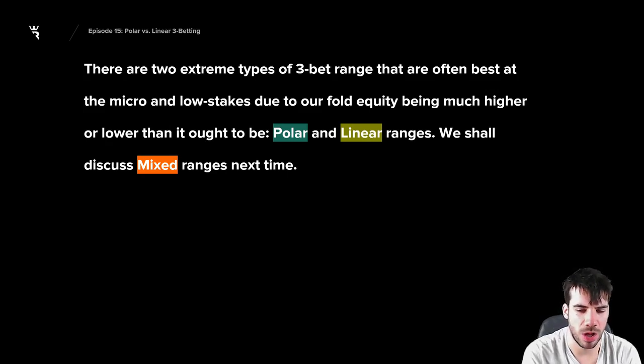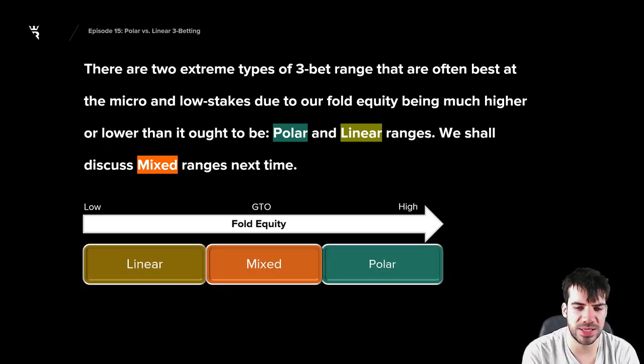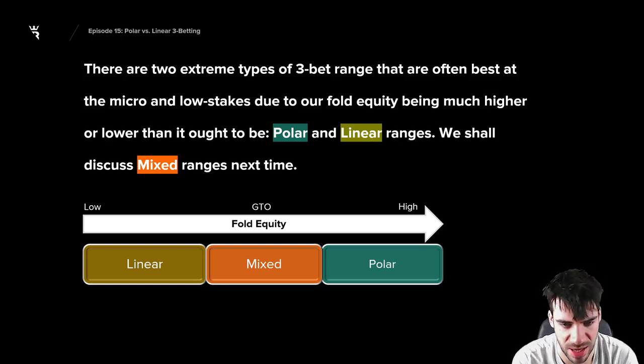Mixed ranges are more of a compromise kind of strategy. They're a bit closer to something game theory optimal, and a mixed strategy will perform better when fold equity is kind of average or unknown. Whereas today we're going to look at times when it's higher or lower than it should be. So basically there's a model that I use with all of my students, which is that when fold equity is average or unknown, we're going to use a mixed strategy. We're going to see that next time.